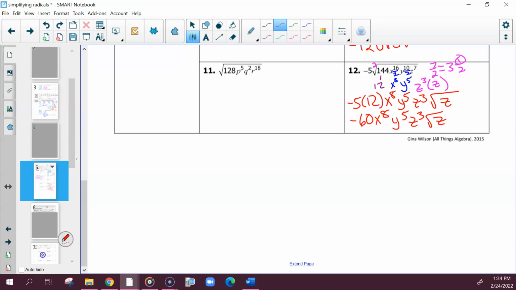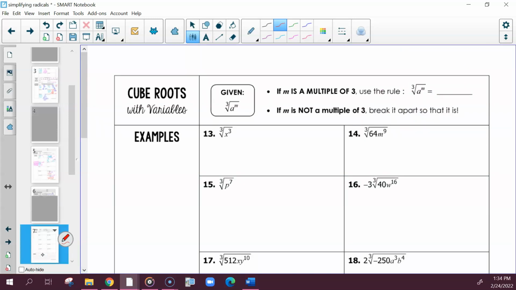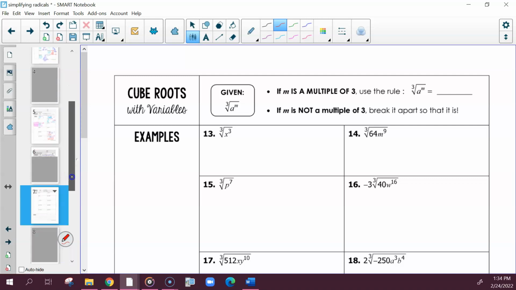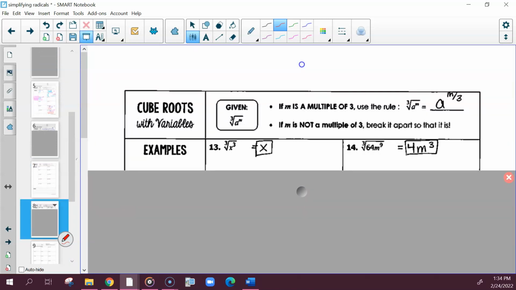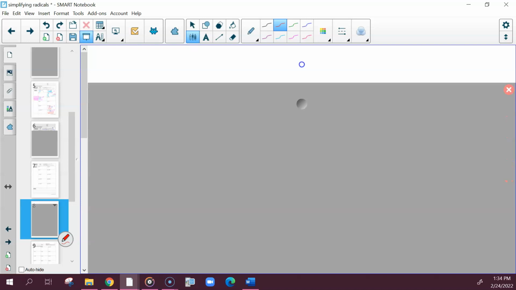Alright, let's move on to cube roots so we can be done with all of these. So just like our rule for square roots, this is similar. Show it really fast. If it's a multiple of 3 now, we can divide by 3. If it's not a multiple of 3, we have to change it so that it is, just like we had to for the square root. Okay? I've shown way too much.